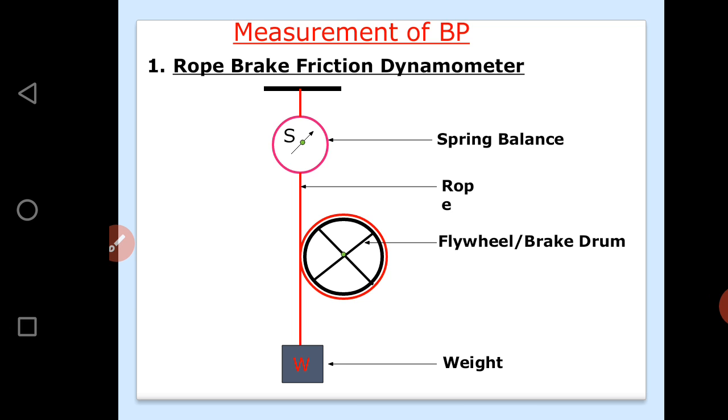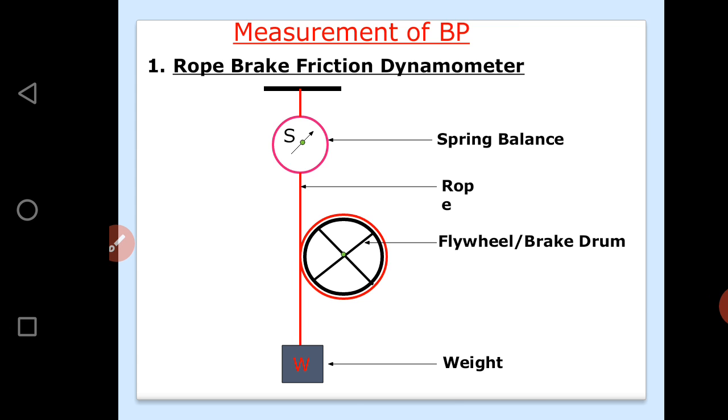So we cannot measure that. We can measure the brake power at the crankshaft. For measuring the brake power, we use different types of dynamometers. The rope brake dynamometer is the popular dynamometer which we use for measuring the brake power.